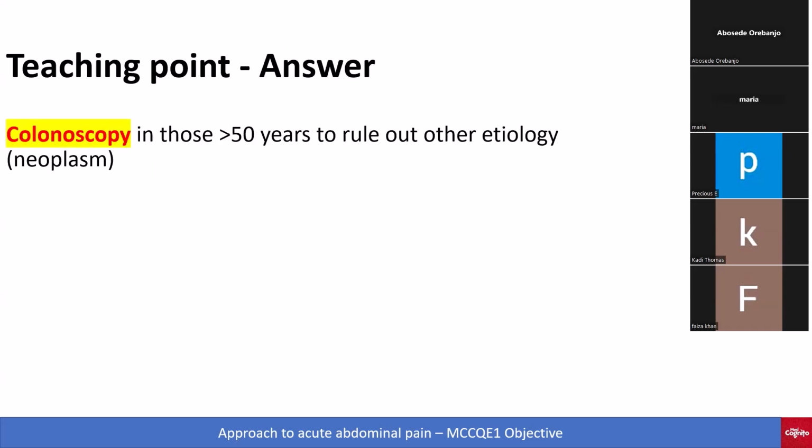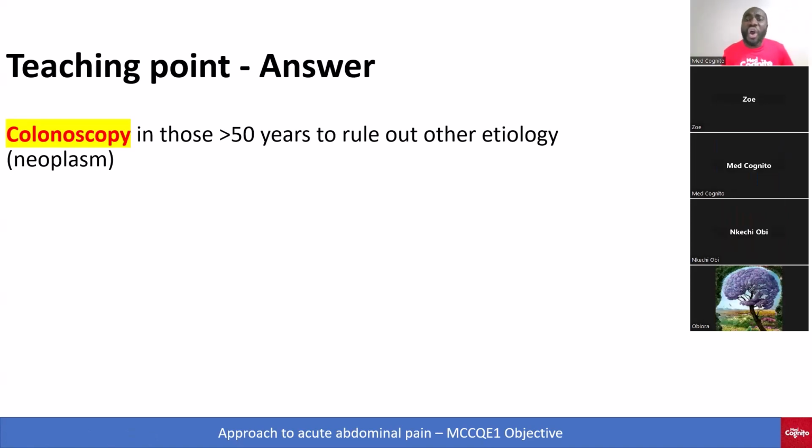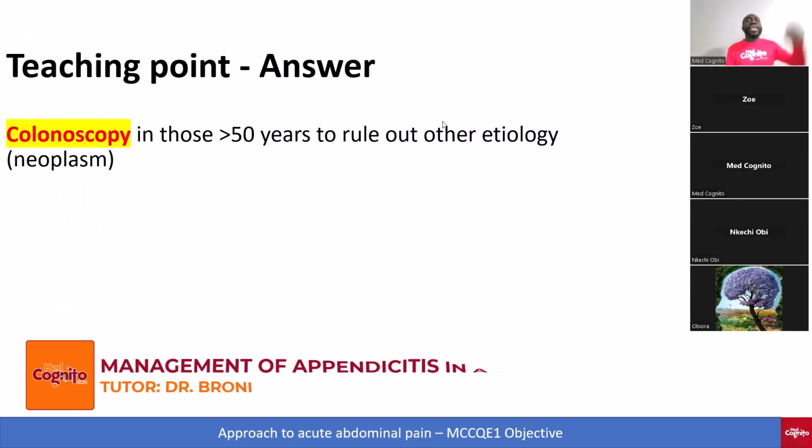If you have a patient who is more than 50 years, 60 years, 70 years, presents with appendicitis, doctors, please, after you take out the appendix and the patient heals, make sure that you also get the patient to see either a gastroenterologist or a general surgeon for a scope, colonoscopy, in order to rule out an underlying cancer.